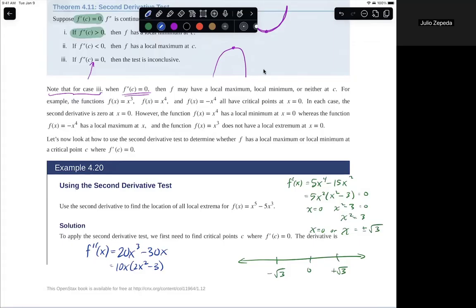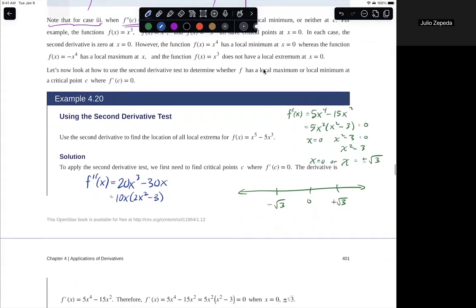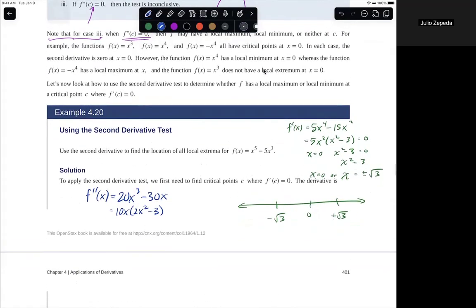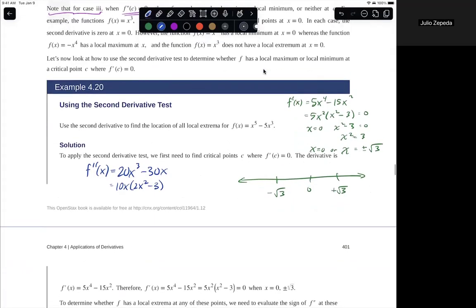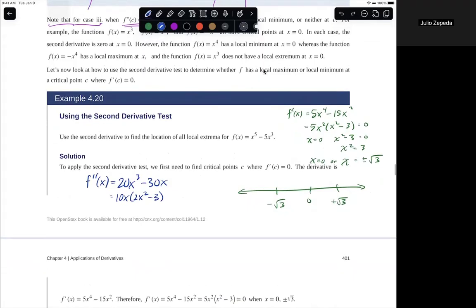So let's use the second derivative to find the location of all extrema. We find the second derivative, and really all we need to do, actually, I'm doing too much here, I'm factoring it, but all we need to do is really just plug in our critical values. So let's go ahead and do that here. Let's make sure we found them. Yes, we found them correctly. There they are. Now let's just plug them in.